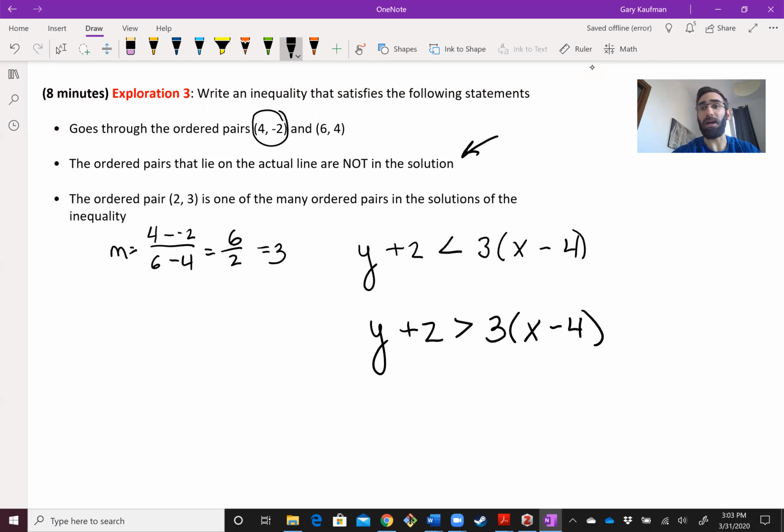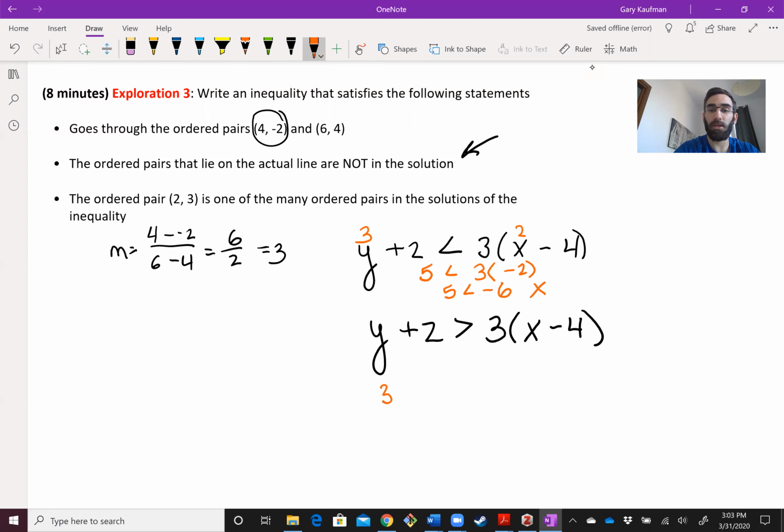So I don't have to even bother testing the other two. And we're told (2, 3) is a solution. So I want (2, 3) to work. So let's test the first one. So 3 is my y value, 2 is my x value. I get 5 is less than 3 times -2. 5 is less than -6. Well, that's false. Just to prove it to you, you don't have to. We know it's this one now.